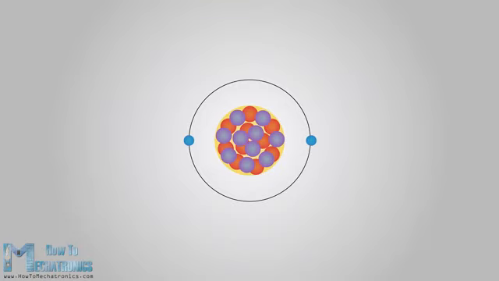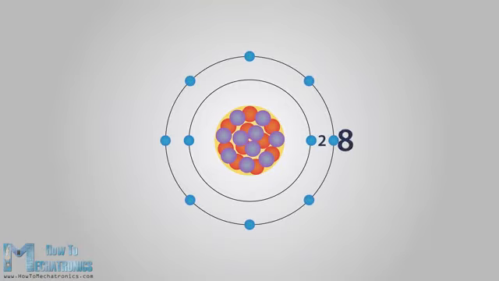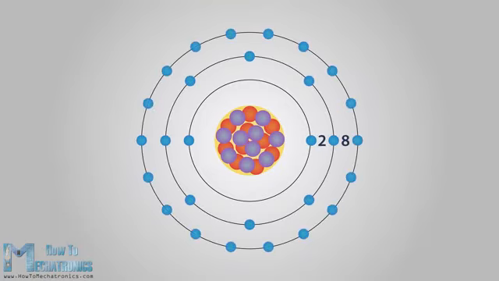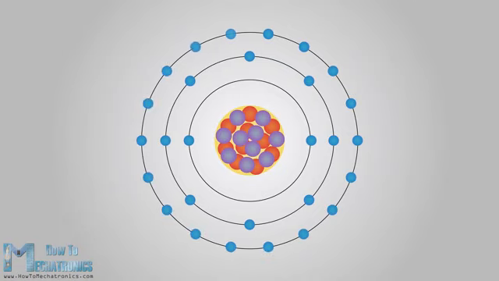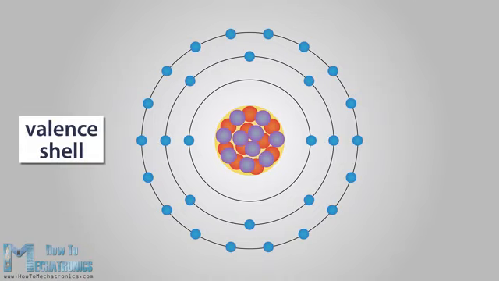The first shell can hold 2 electrons, the second shell 8 electrons, the third shell can hold up to 18, and so on. The shells are filled up with electrons from the inside out. The number of electrons in the last, outer shell determines the reactivity of the atom, or its tendency to form chemical bonds with other atoms. When that shell is full, the atom is stable and least reactive. The outer shell is known as the valence shell, and the electrons found in it are called valence electrons.